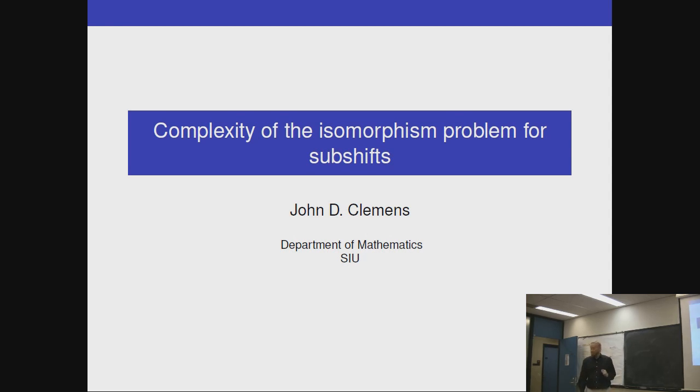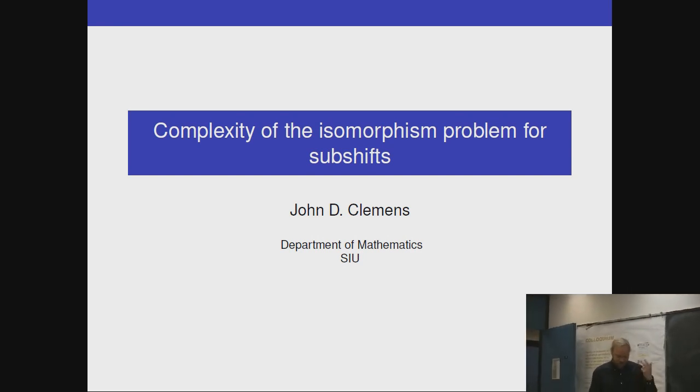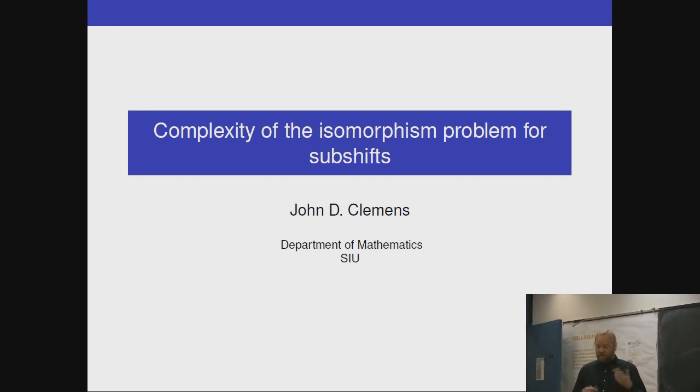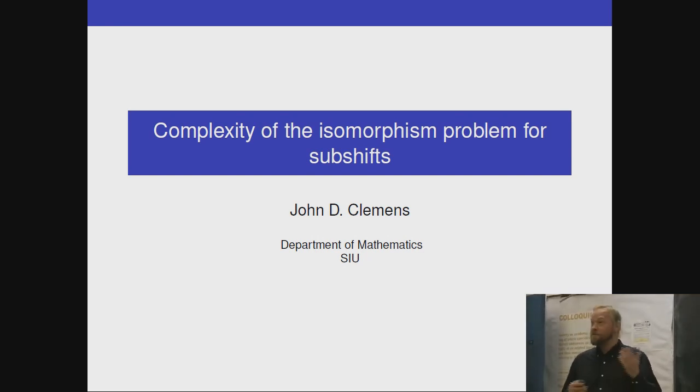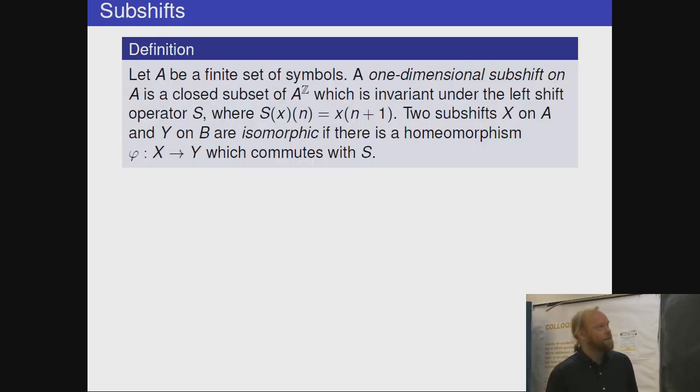So I'm going to talk about the complexity of the isomorphism problem for subshifts. This is sort of on the interface between descriptive set theory, which tends to measure somehow complexity of various sets and functions and so forth, and some dynamical systems, in which I'm not an expert, so it's very easy to ask me a question that I probably won't be able to answer about the dynamical systems part. The descriptive set theory part I pretty much know. So I should probably start by telling you what we're looking at.